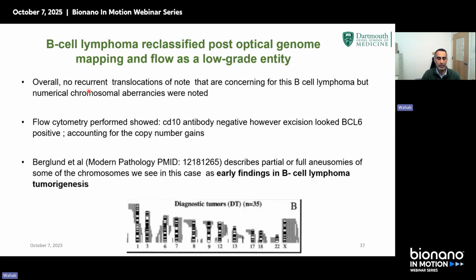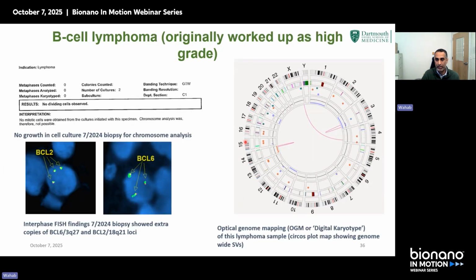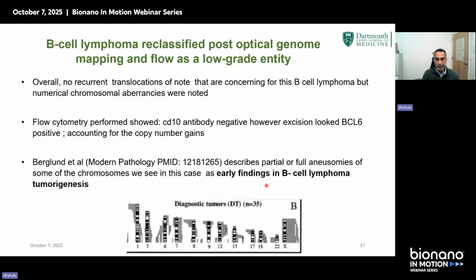And this has been described in the literature where, if there's an absence of recurrent translocations of note in certain B-cell lymphoma processes, there have been described partial or full aneuploidies that we should be aware of. It's not always easy to add all these different types of markers on a FISH panel. So I think it was nice for us to consolidate that and show that in one go on the circos plot. And some of these have been implicated in terms of the gains that we saw as early findings in B-cell lymphomas.